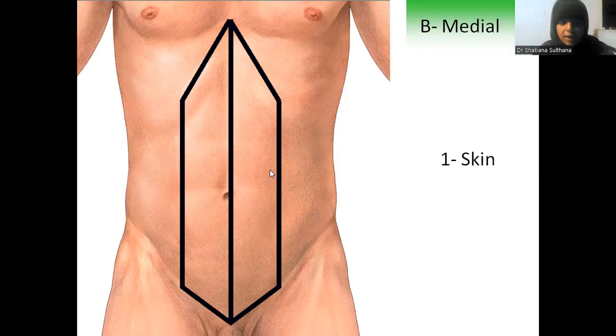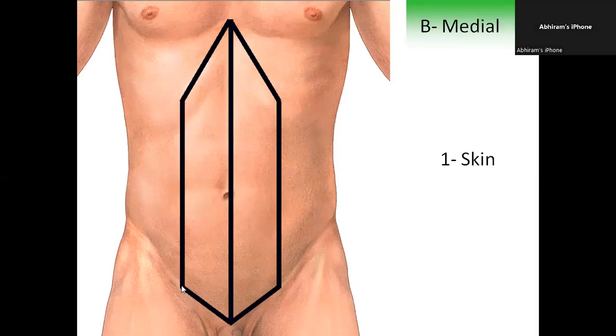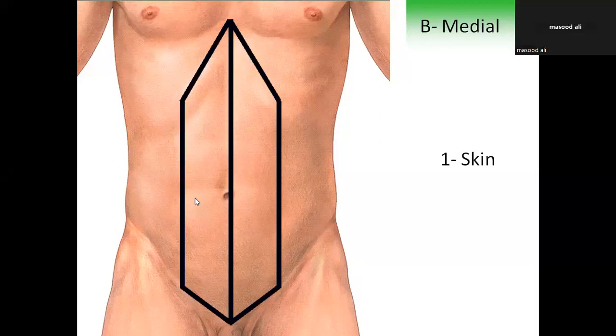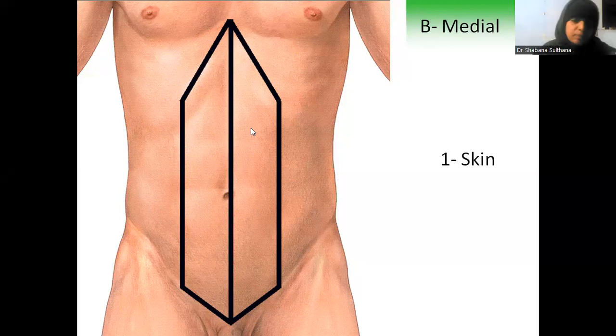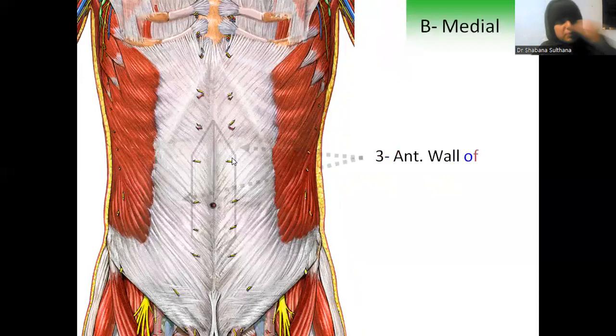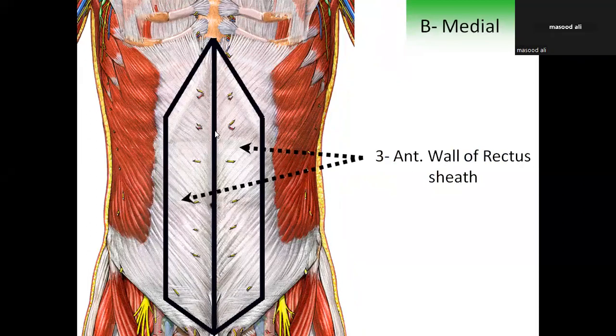What is this line on either side of rectus abdominis? Linea semilunaris. Got it? Middle line is linea alba. On either side, the line is linea semilunaris. Second layer we have is subcutaneous tissues. So this is the anterior wall of rectus sheath you are finding.